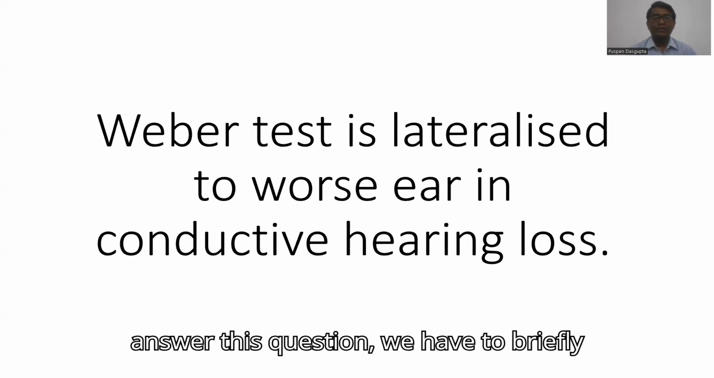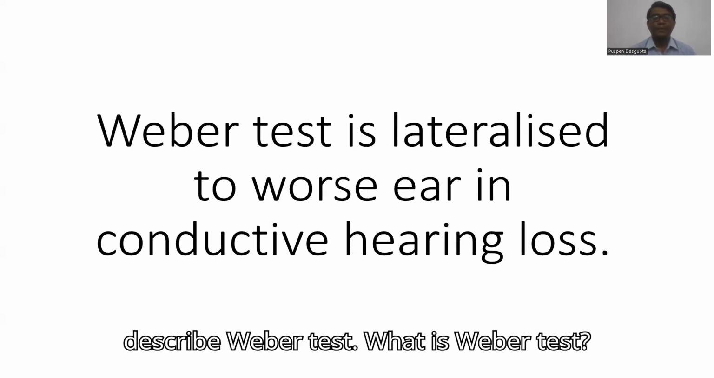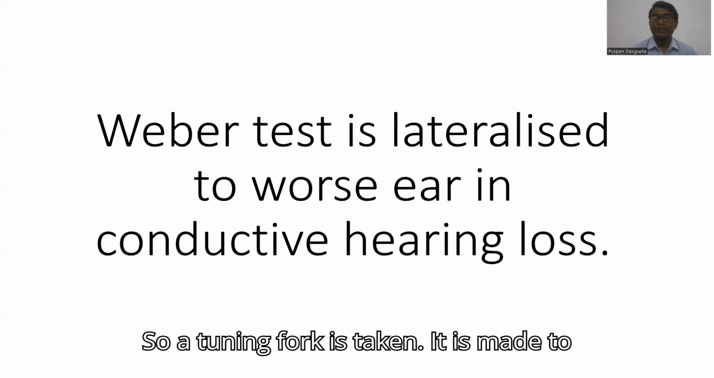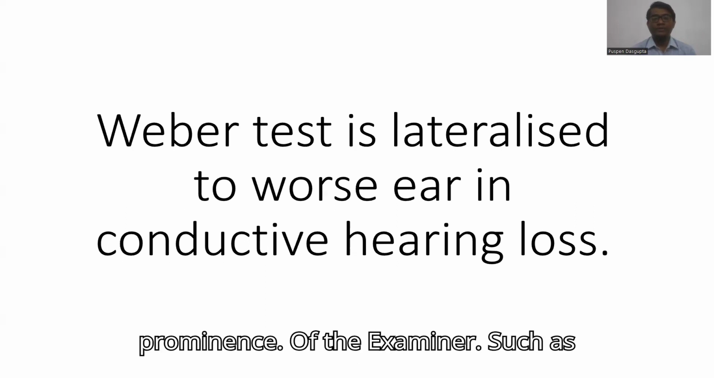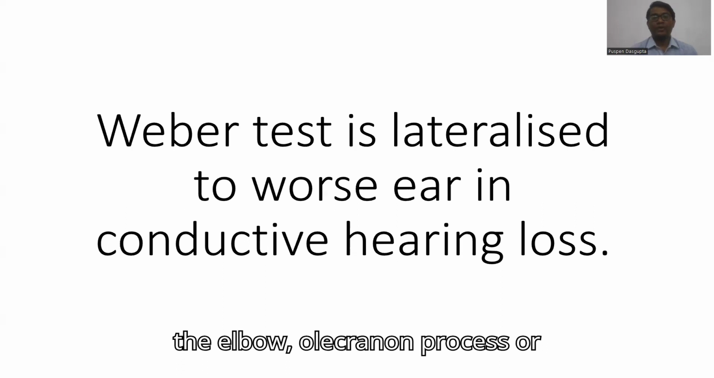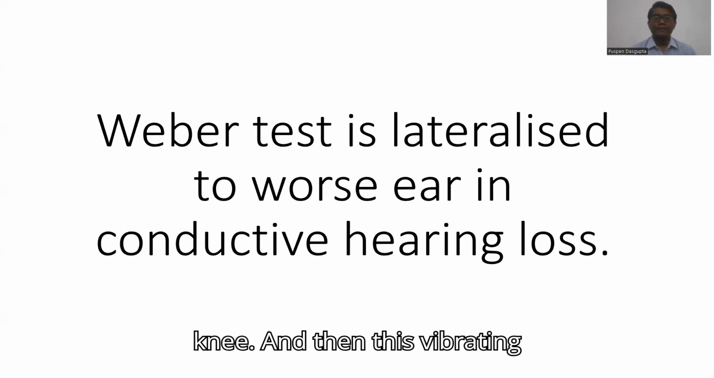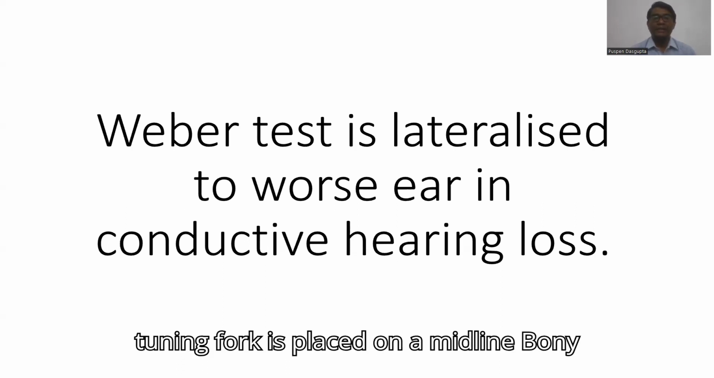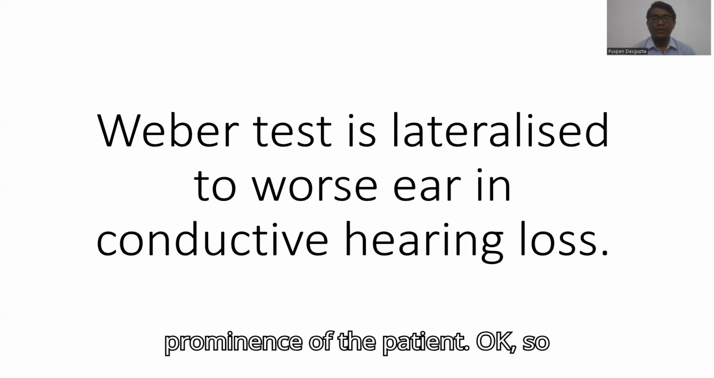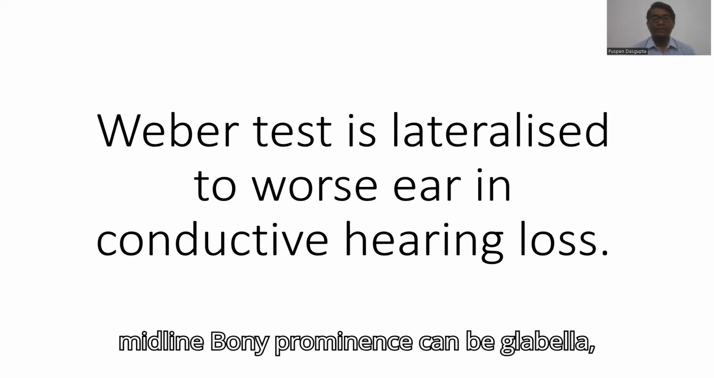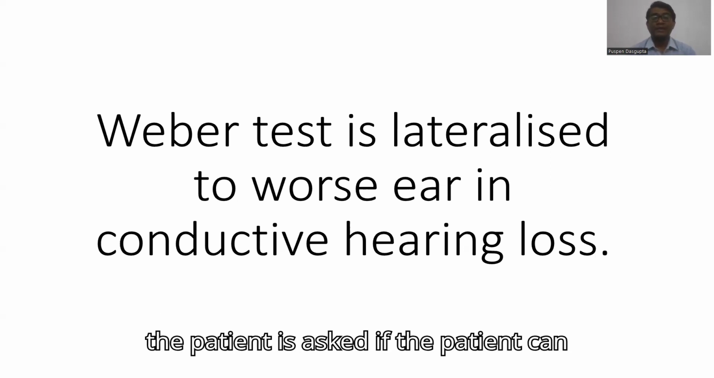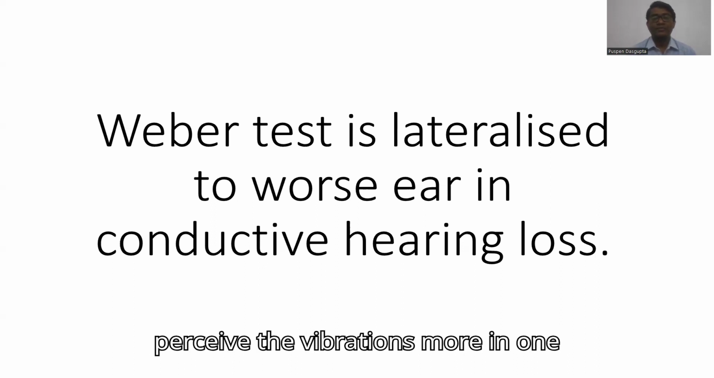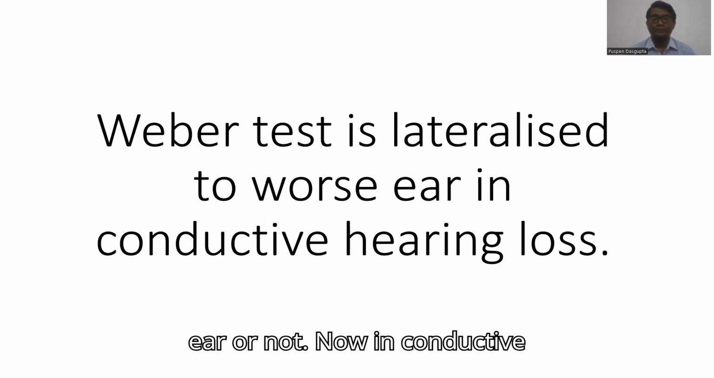If you want to answer this question, we have to briefly describe Weber test. What is Weber test? So a tuning fork is taken. It is made to vibrate by striking against a bony prominence of the examiner, such as the elbow, olecranon process, or knee. And then this vibrating tuning fork is placed on a midline bony prominence of the patient. Okay, so a midline bony prominence can be glabella, it can be teeth, it can be chin. And then the patient is asked if the patient can perceive the vibrations more in one ear or not.